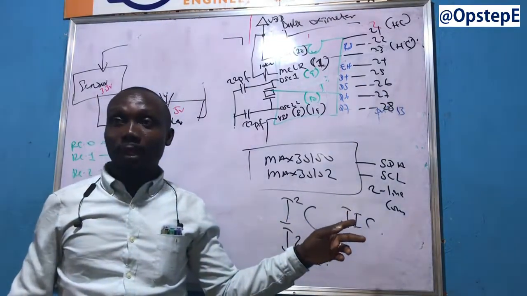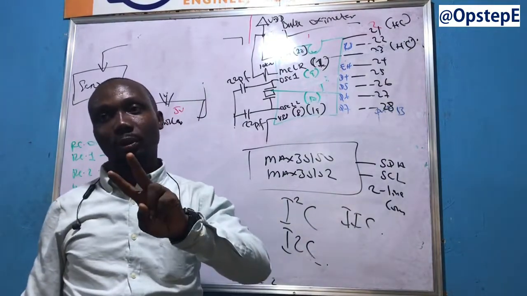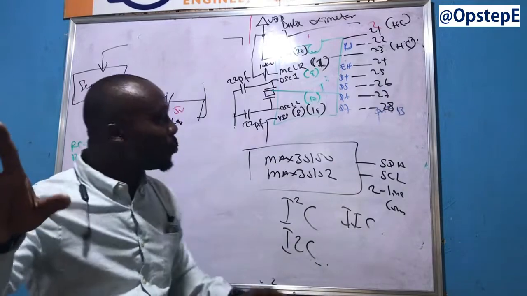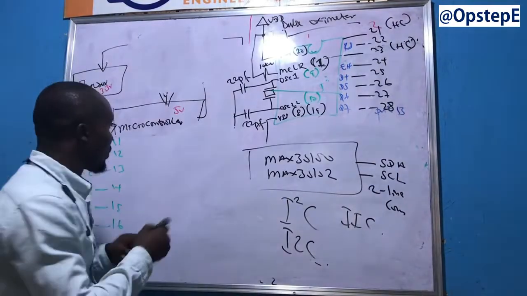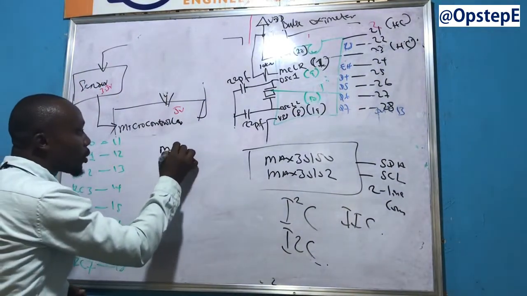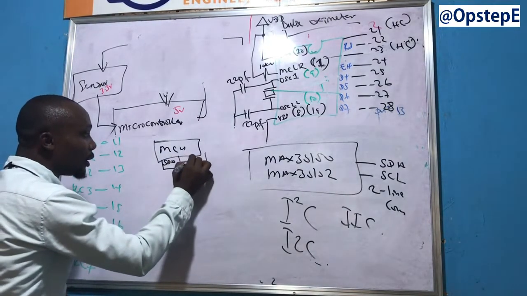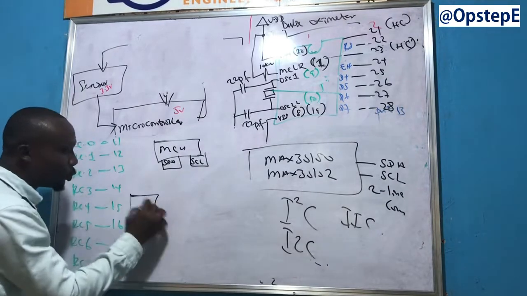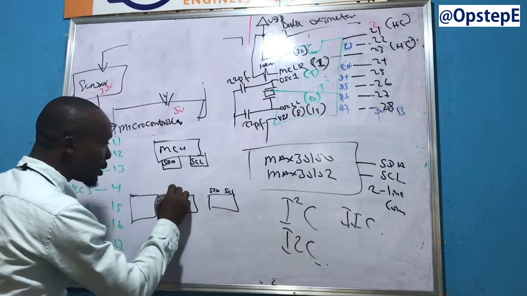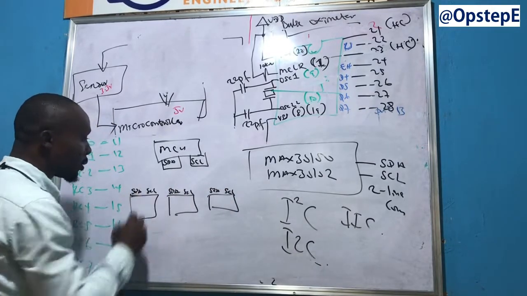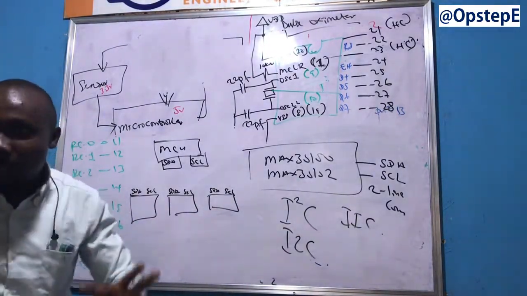Can we continue? So I'm saying that the I2C offers you two-line data communication. The beauty of it is this. Every module has an address. Let me explain it to you. Assuming this is your microcontroller, and this is the SDA pin, this is the SCL. You can have a module, you can have another module, SDA, SCL. But the issue is that these modules will have different address numbers.